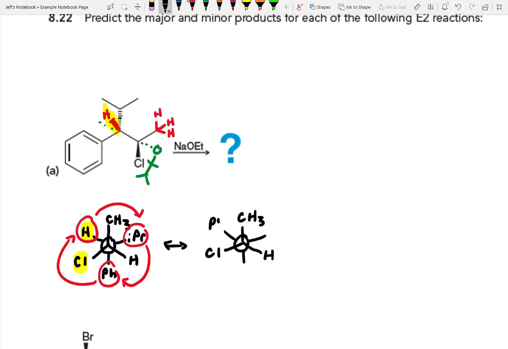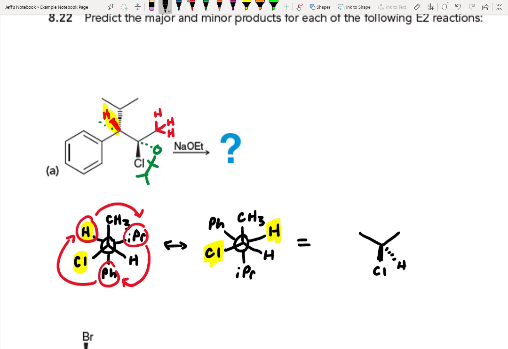Our phenyl group is going to move up to this corner, our hydrogen will be over here, and our isopropyl group will be down here. So now our chlorine and our hydrogen are anti to one another. So we can go ahead and say, all right, if we try to redraw this Newman projection as a bond line structure, we would still have the methyl group in the front, we'd still have our chlorine right here, we'd still have that hydrogen as a dash.